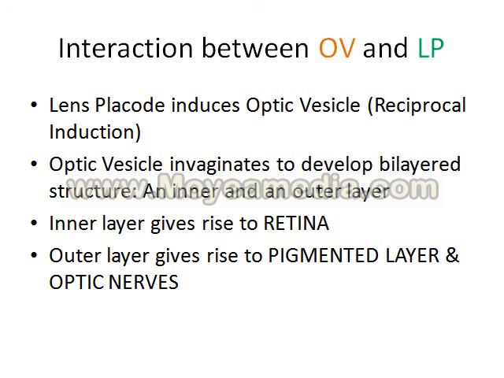And the optic vesicle now invaginates, as figure B showed. The optic vesicle invaginates to develop a bilayered structure, basically two layers, an inner and an outer layer. The inner layer will give rise to the retina and the outer layer will give rise to the pigmented layer and optic nerves.